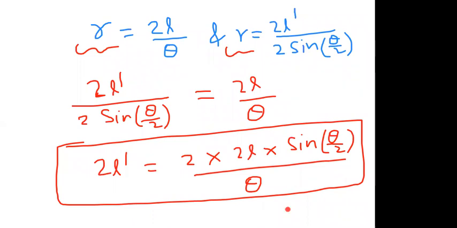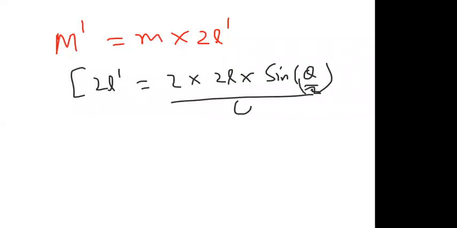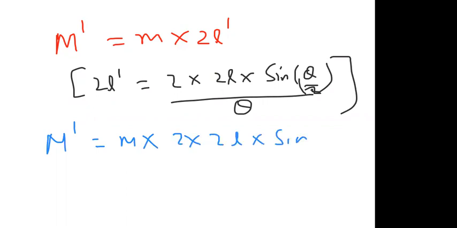Why do you have to remember that one, sir? Because our target is M dash. We already said that capital M dash is equal to small m into 2L dash. Just now we observed this 2L dash value. What is the 2L dash value we got now? 2 into 2L into sine of theta by 2 by theta, we derived. So we got this expression. Substitute this expression in the above formula. M dash is equal to m into 2L dash, that is 2 into 2L into sine of theta by 2 by theta.